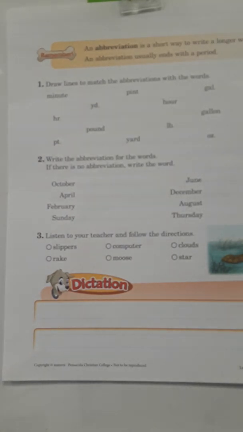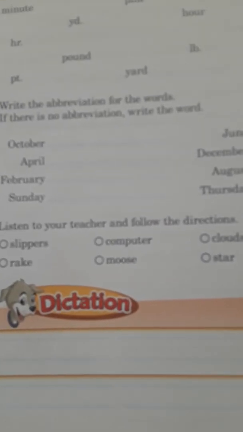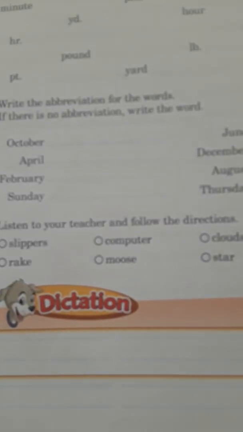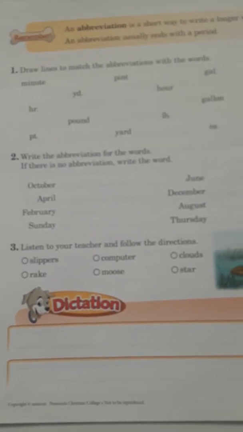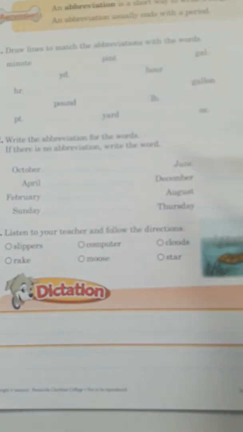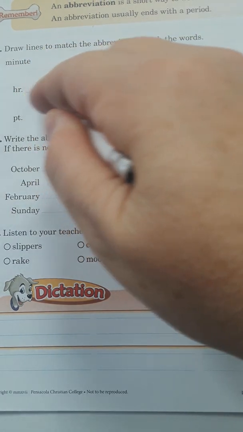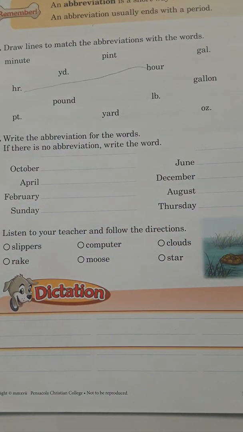Here we are with the phonics classwork. Draw lines to match the abbreviations with the words. So let me scoot back a little bit here so we can see it properly. All right. What does HR period stand for? It stands for hour. Here's hour. So you would draw a line. Please make nice straight lines. Don't make squiggly lines or circular lines.